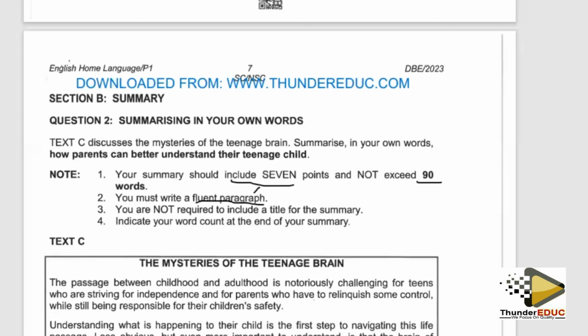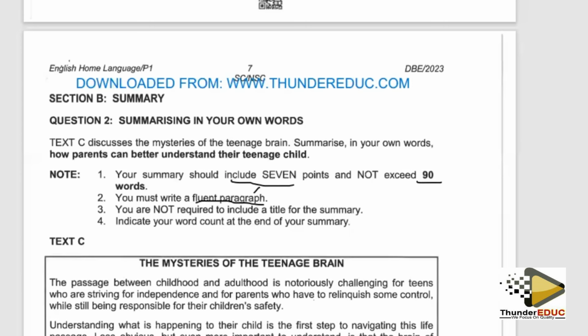It's only 7 points. The skill must have been taught. The skill must have been practiced by this time to say you are able to do a fluent paragraph summary in 7 points in not more than 90 words. Do not cheat. Do not lie to the markers. That is your question. Text C discusses the mysteries of the teenage brain. Summarize in your own words how parents can better understand their teenage child.